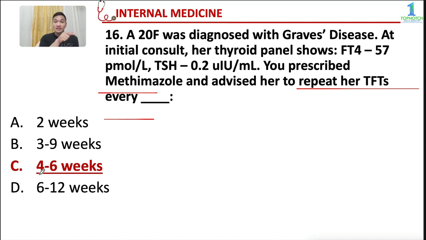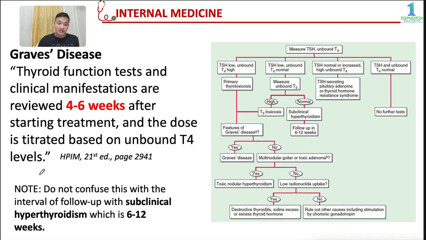Dito, 4 to 6 weeks. Hyperthyroidism Graves, hypothyroidism o Hashimoto, 2 months. Ang pag-check ng TSH sa hypothyroidism. Now, iba ang 4 to 6 weeks after starting treatment sa pag-follow up sa patient na may subclinical hyperthyroidism, which is 6 to 12 weeks. As you can see here, follow up in 6 to 12 weeks.